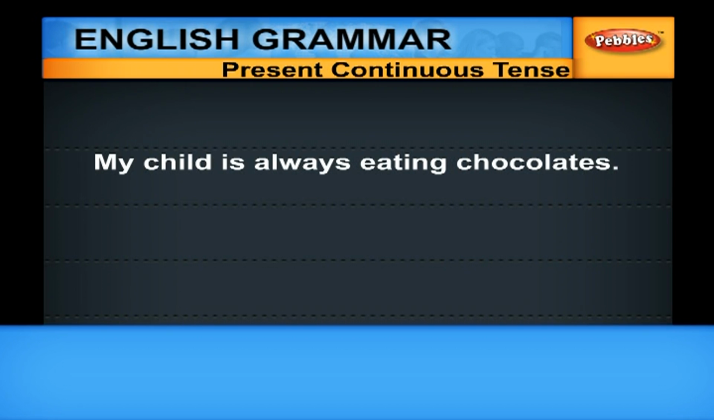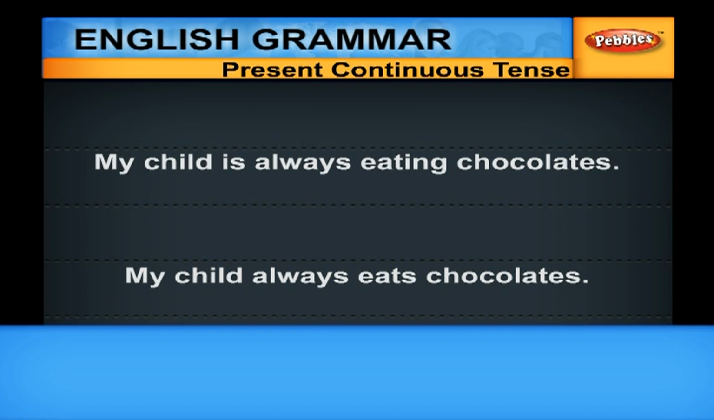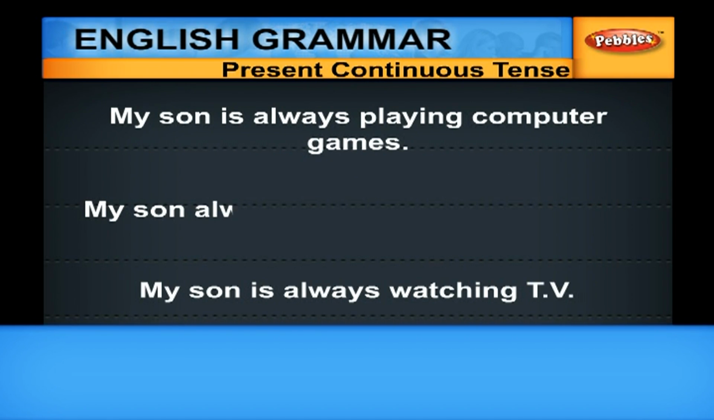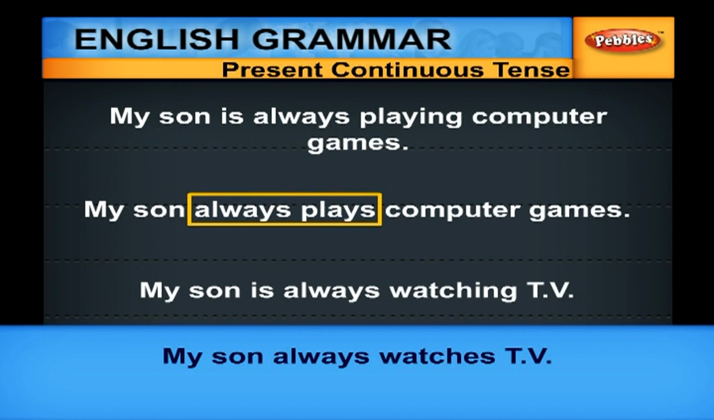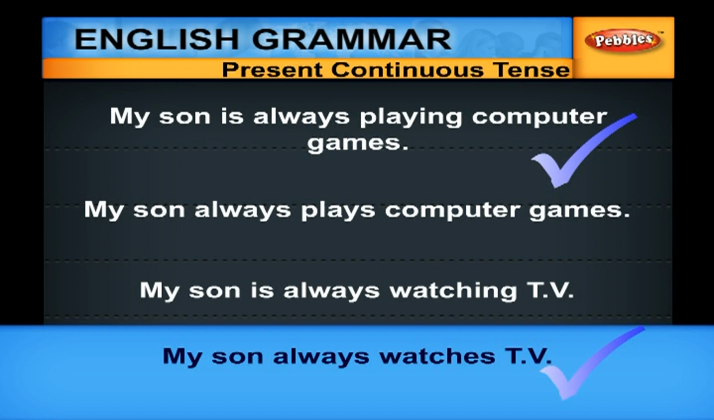You can say, "My child always eats chocolates. My son always plays computer games. My son always watches TV." These actions may be habitual actions. Technically, you have to use only simple present. But in complaints of this nature, continuous aspect is also permitted.